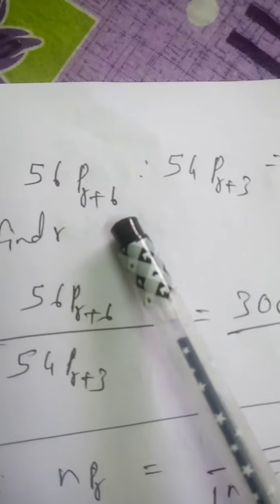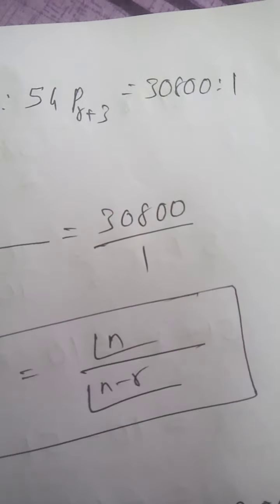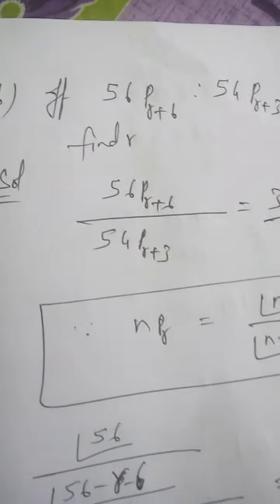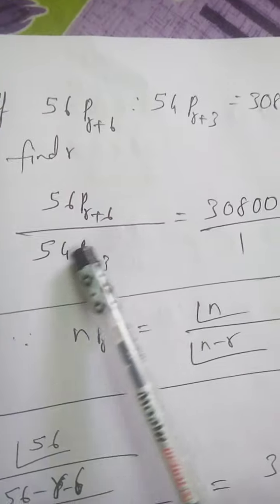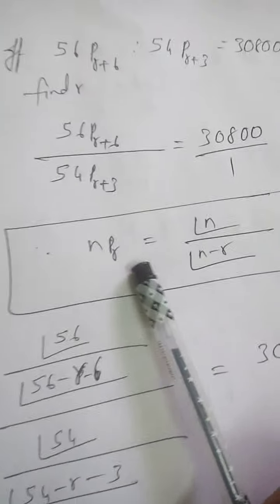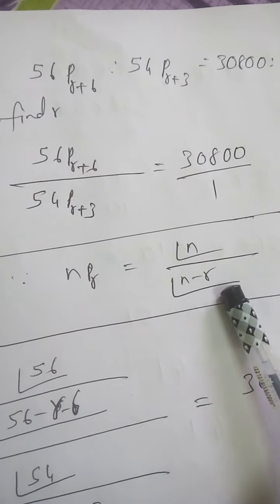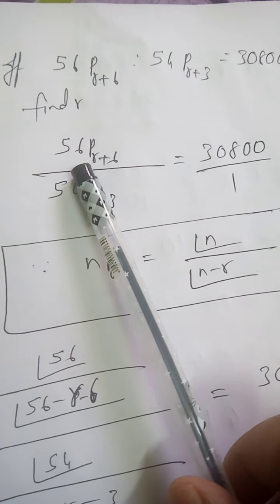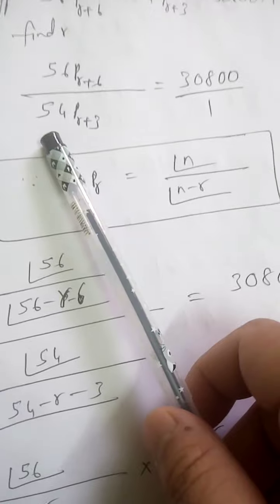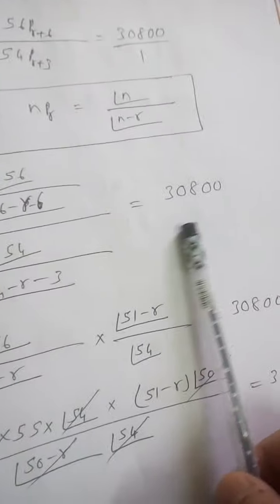If 56P(R plus 6) to 54P(R plus 3) is equal to 30,800 is to 1, find R. So this can be done: 56P(R plus 6) by 54P(R plus 3) is equal to 30,800 by 1. We know the formula nPR can be written as factorial n by factorial (n minus R). So this can be written as factorial 56 by factorial (56 minus R minus 6) by factorial 54 by factorial (54 minus R minus 3) is equal to 30,800.